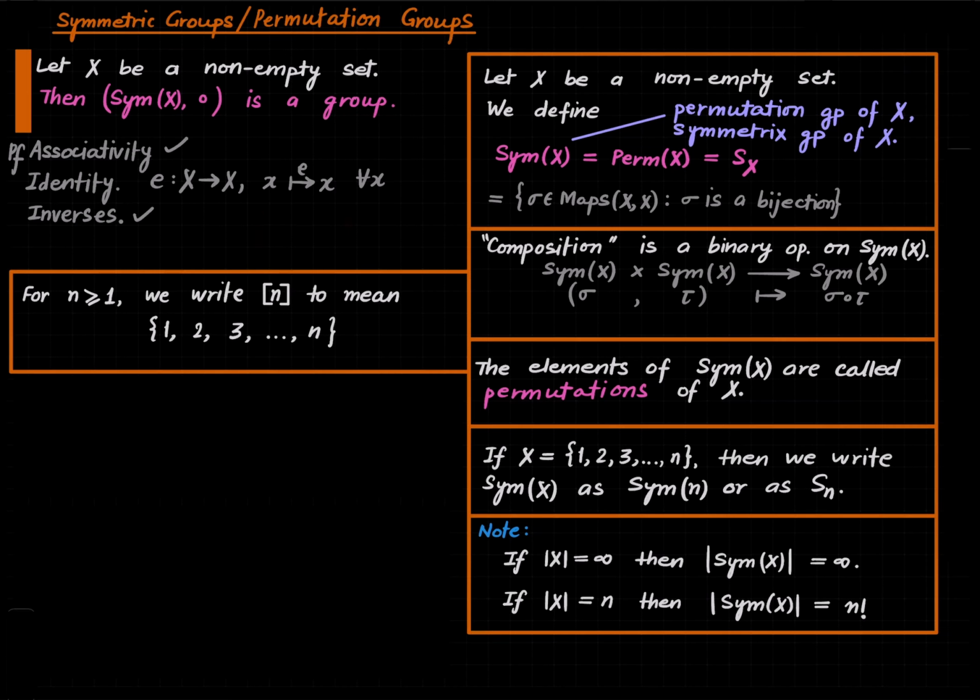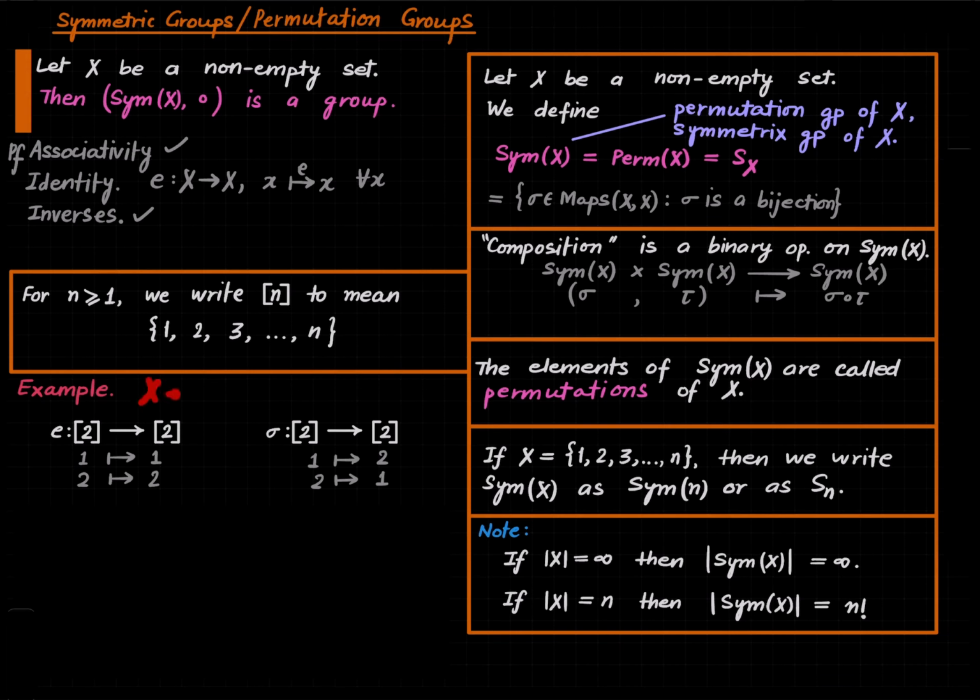Let's look at the example when x has size 2. So when x is equal to {1, 2}, that is the example we are looking at. Let me write that. Right? So if x is this, then the symmetric group of x has size 2 because 2 factorial is 2. And these are the two elements of the symmetric group of x. E is the identity element, 1 goes to 1 and 2 goes to 2. Sigma is the flipping element. It sends 1 to 2 and 2 to 1. So those are the two elements of Sym x.